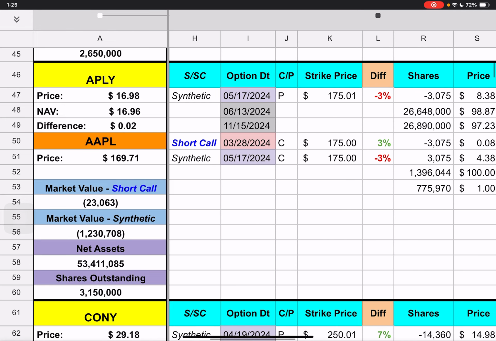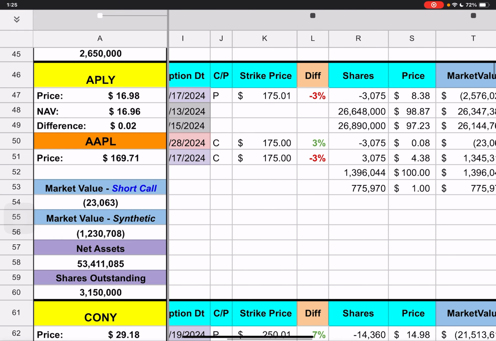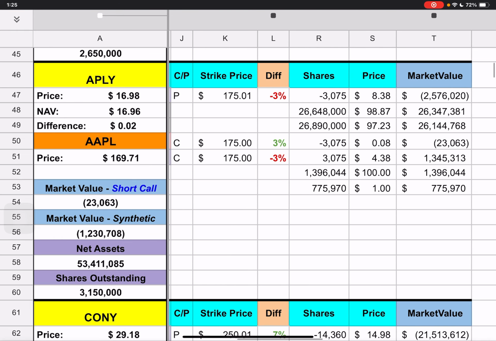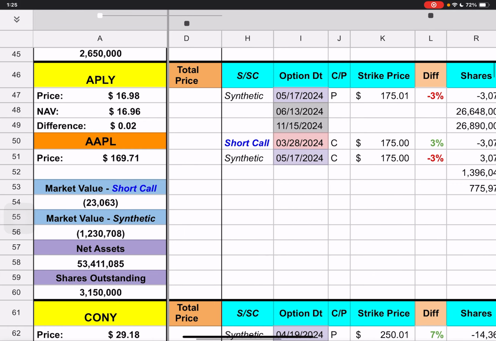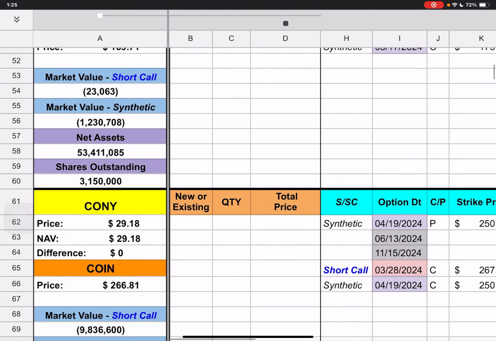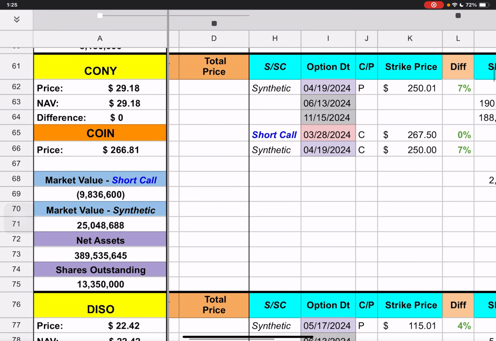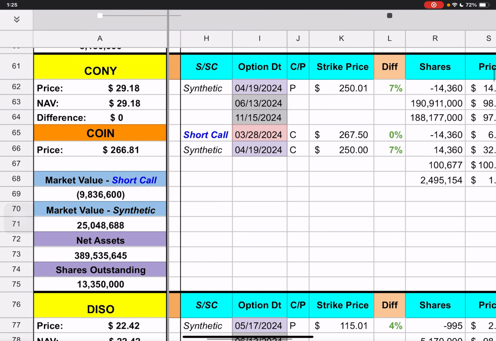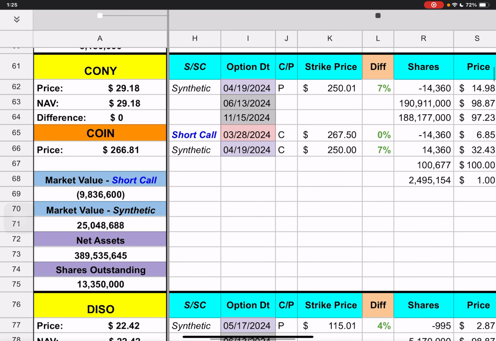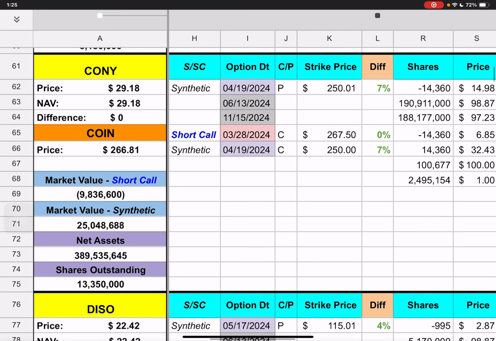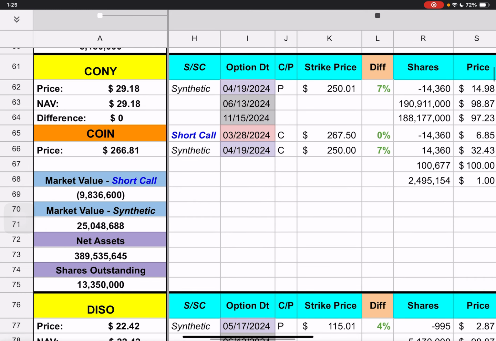We have a short call that expires Thursday with a strike price of 175, and we are currently 3% below that. CONY closed at 29.18. COIN closed at 266.81. We have no trades to go over here. We have a short call that expires Thursday, and it looks like we are under it by roughly 69 cents.